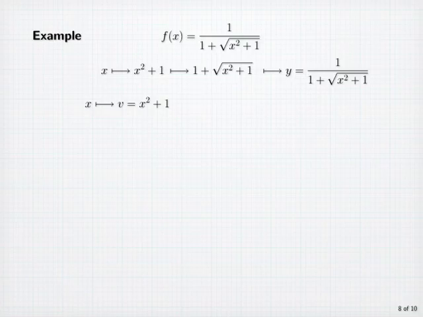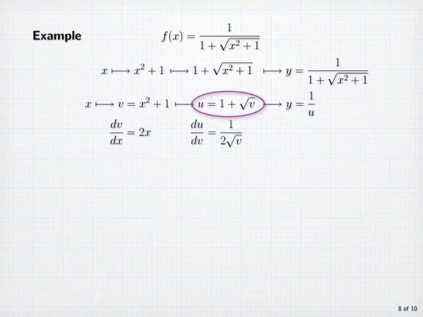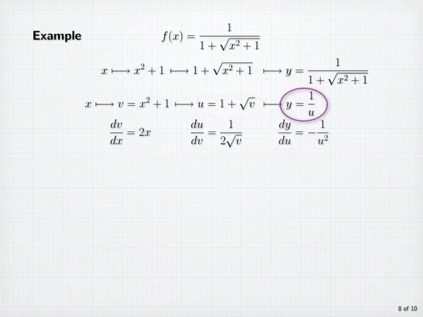From x, we calculate v equals x squared plus 1, from which we calculate u equals 1 plus the square root of v, from which we calculate y equals 1 over u. Now, let's look at the derivatives of each step here. dv dx is 2x. du dv is 1 over 2 times the square root of v. And dy du is minus 1 over u squared.